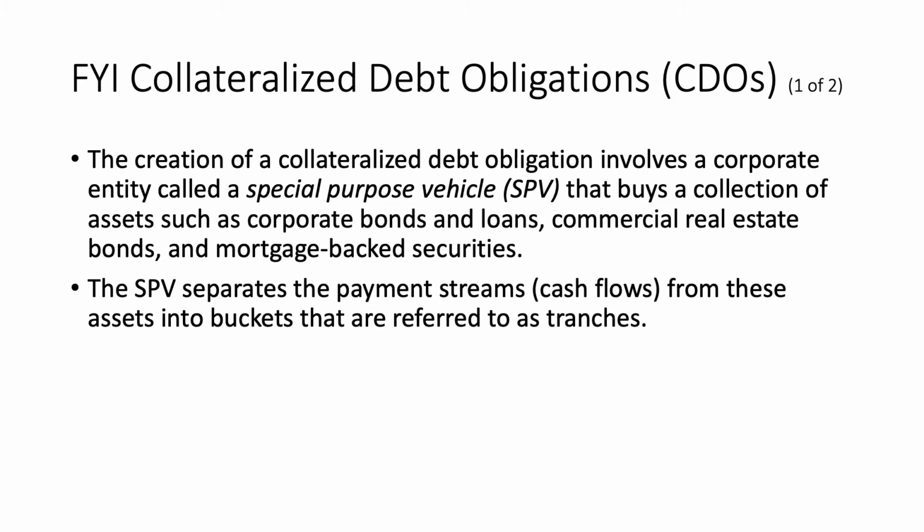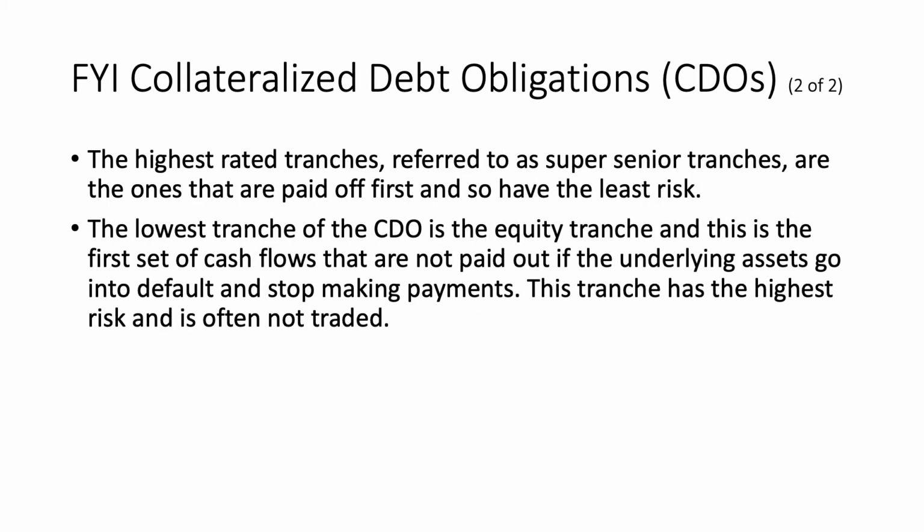So, we're talking about, say, 1,000 mortgages, and rather than owning an individual payment from an individual person, you own a percentage of the money that is paid in by all of the persons, right? This allows you to create revenue streams that are going to be modeled as being AAA rated. The highest rated tranches, referred to as super senior tranches, are the ones that are paid off first, and so they have the least risk, right?